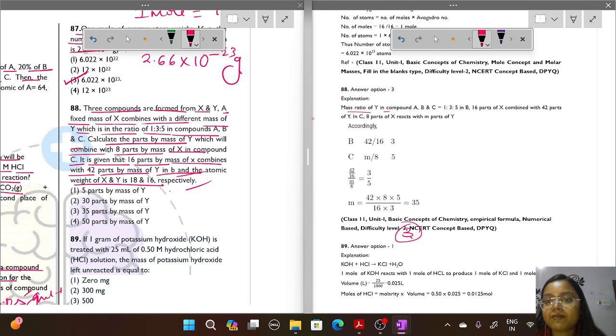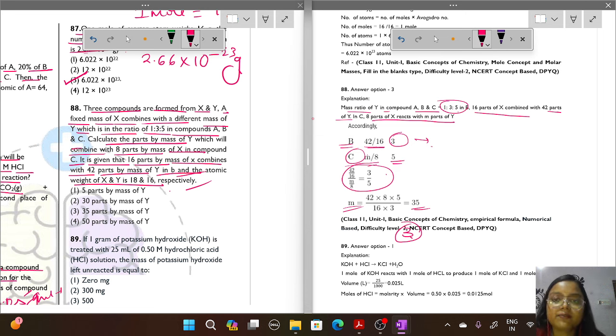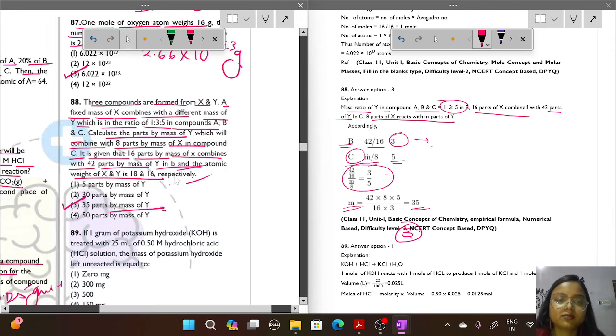Mass ratio of Y in compound A, B and C is given as 1:3:5. Now 16 parts of X combined with 42 parts of Y in B, and in C 8 parts of X combined with M parts of Y. So we can find it from there. Okay, so the ratio will be 13 for B and C it is M by 8, so it will be 5. So upon calculating this, M comes out to be 35. Okay. So option number 3, 35 parts of mass of Y is the correct option.